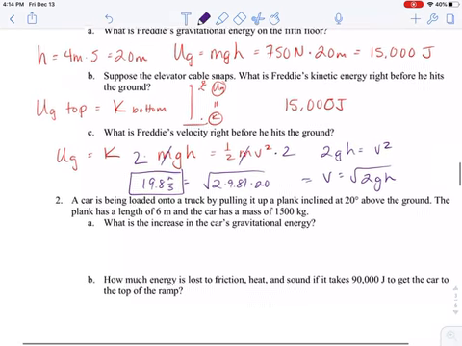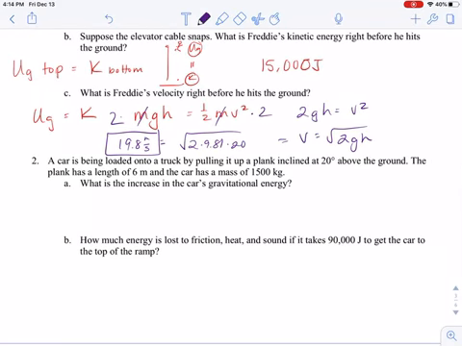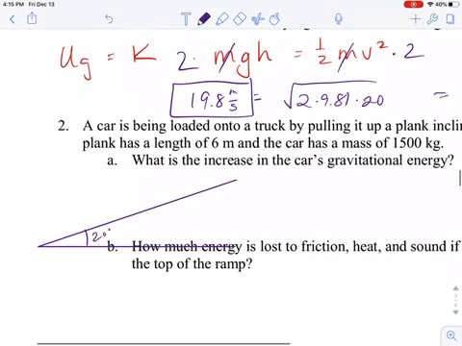Okay, one more example in this section of our notes today. A car is being loaded onto a truck by pulling it up a plank inclined at 20 degrees above the ground. The plank has a length of 6 meters and the car has a mass of 1,500 kilograms. What is the increase in the car's gravitational energy? I'm going to make a little sketch here. I'm going to draw the plank, and there we go. We know that this is 20 degrees, and the plank has a length of 6 meters.